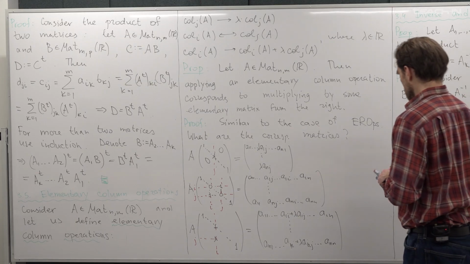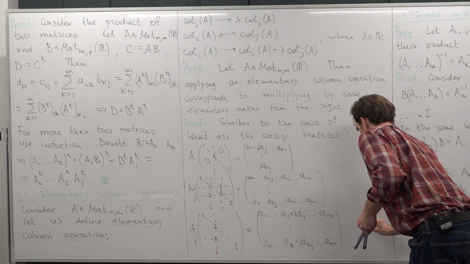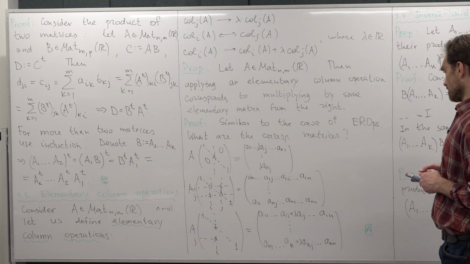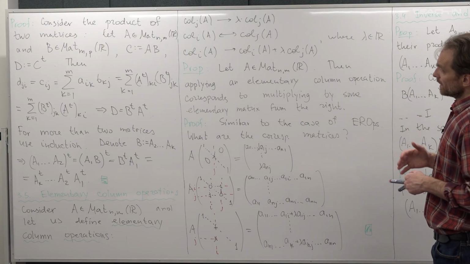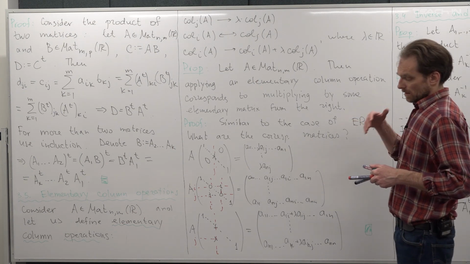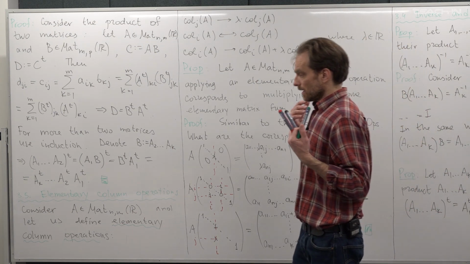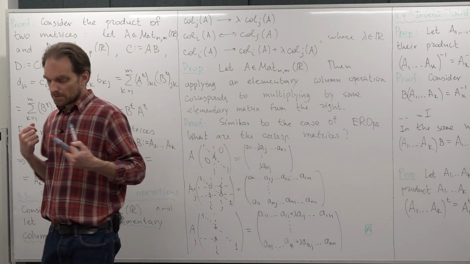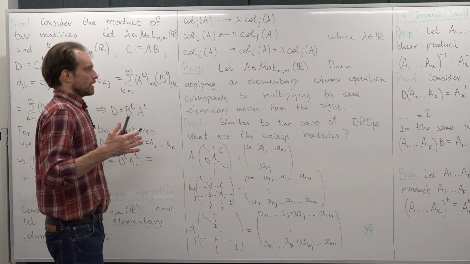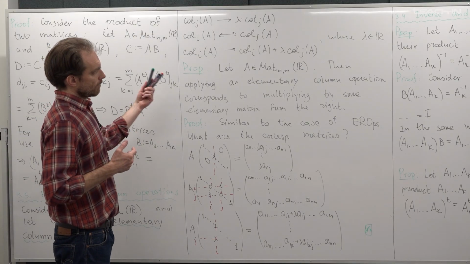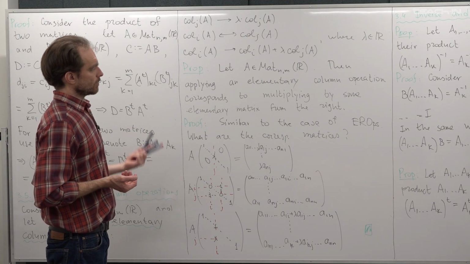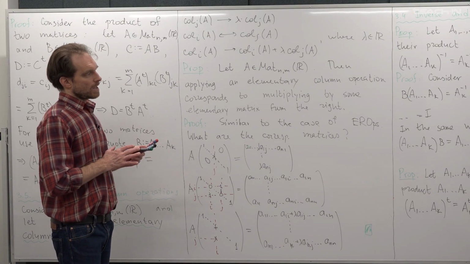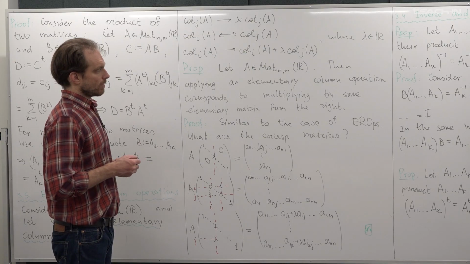So this proves our proposition, and exactly in the same way as we did before, we can say that the composition of elementary column operations corresponds to multiplication of our initial matrix by a product of matrices from the right.